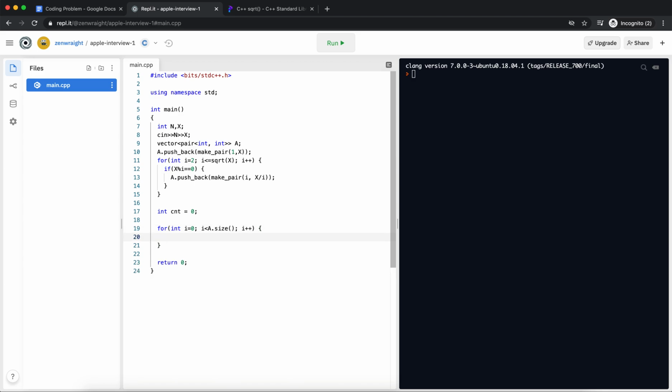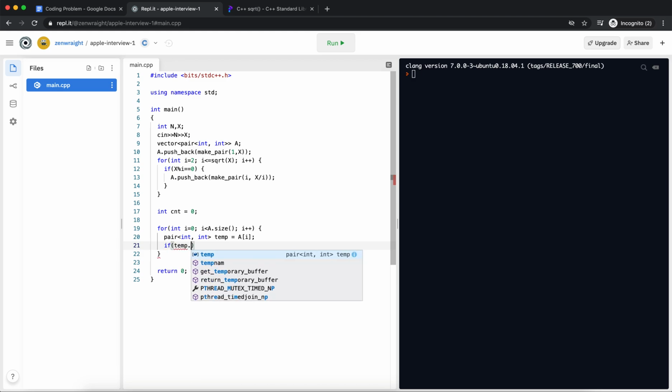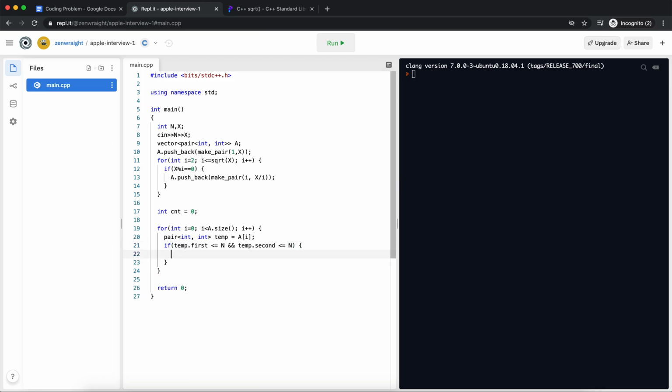and I take the pair, and then if temp.first is less than or equal to n and temp.second is less than or equal to n, we increment count by 2 and we print the count. So let's see for 6 and 12. Similarly for 6 and 5, I should get answer as 2.